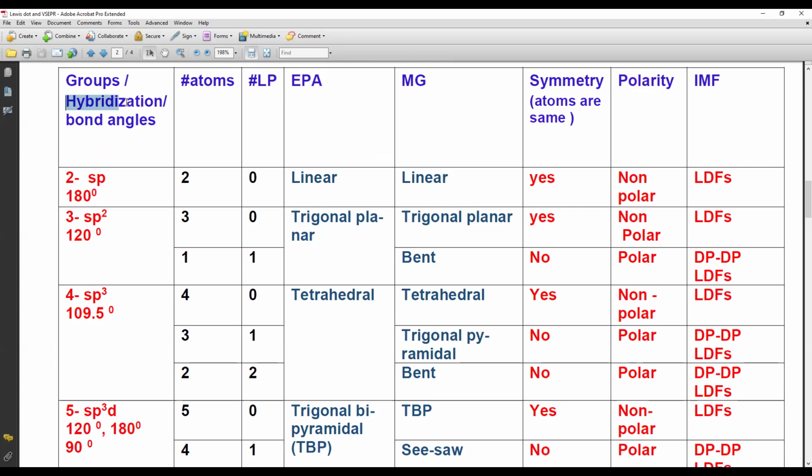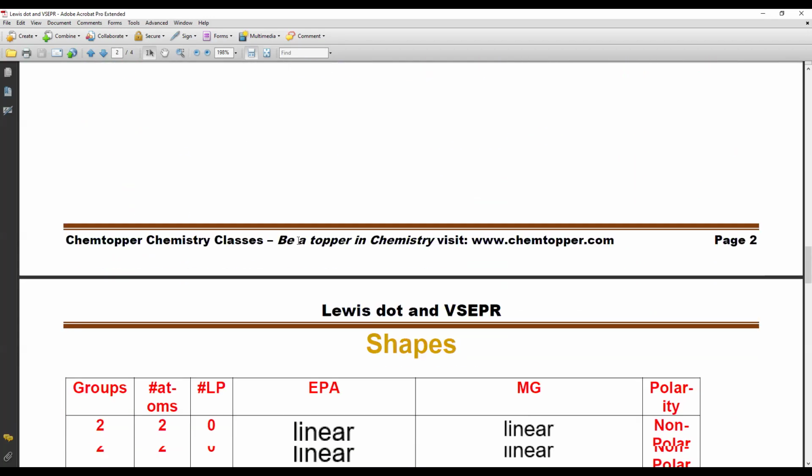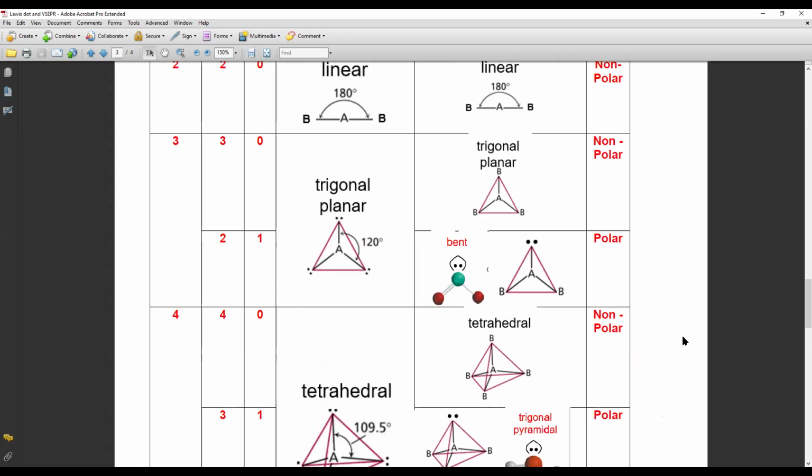Hybridization, this one, we can do after learning all the EPAs. So we'll do hybridization maybe next to next class, right? So next class is going to be very full of questions, full of practice, a very important class.